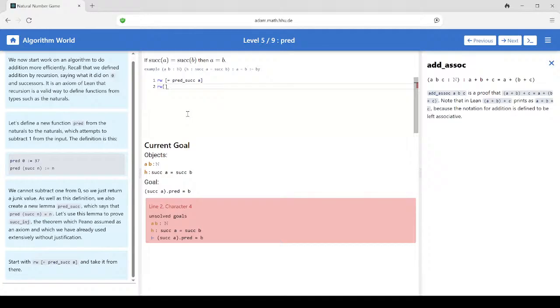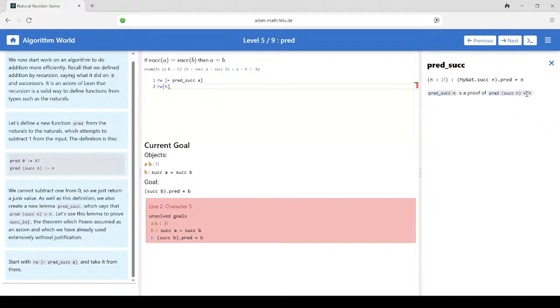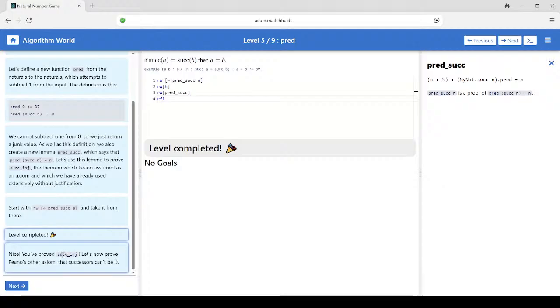Rewrite H, and now the predecessor of successor B equals B. And we have our new lemma, this one, which says that the predecessor of a successor is just the number itself. So that's all we need to do here. Pred success. And now B equals B. There we go. Nice, we've just proved successor injective.